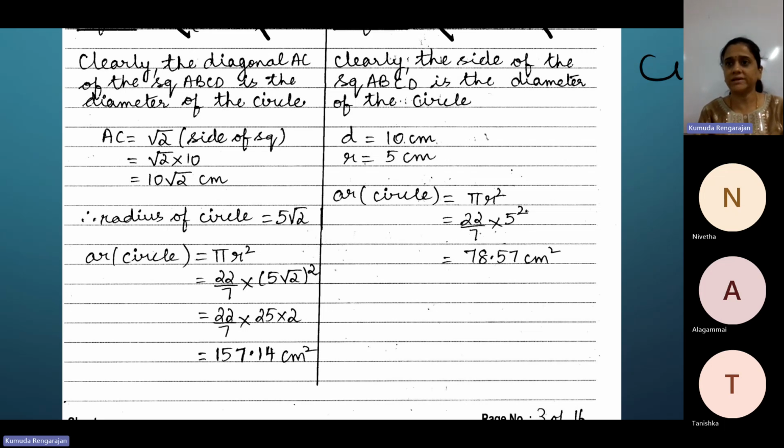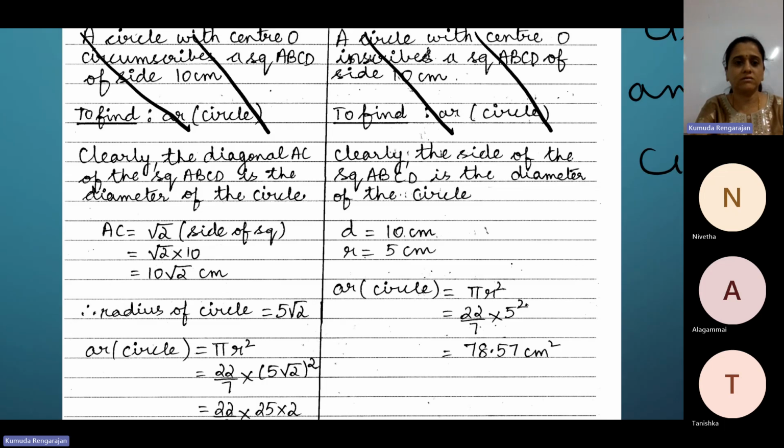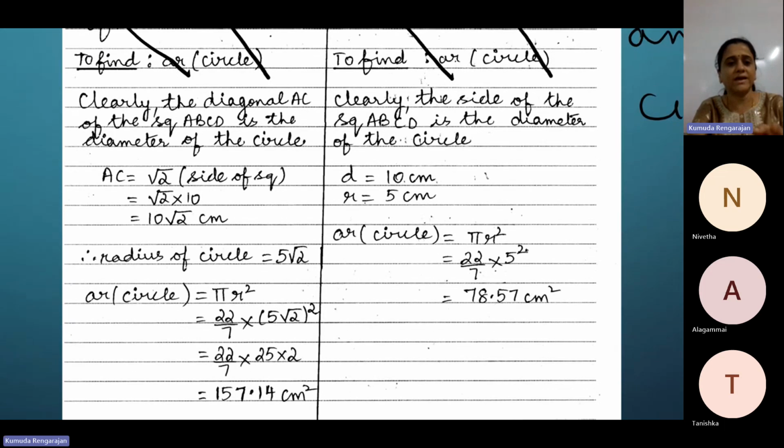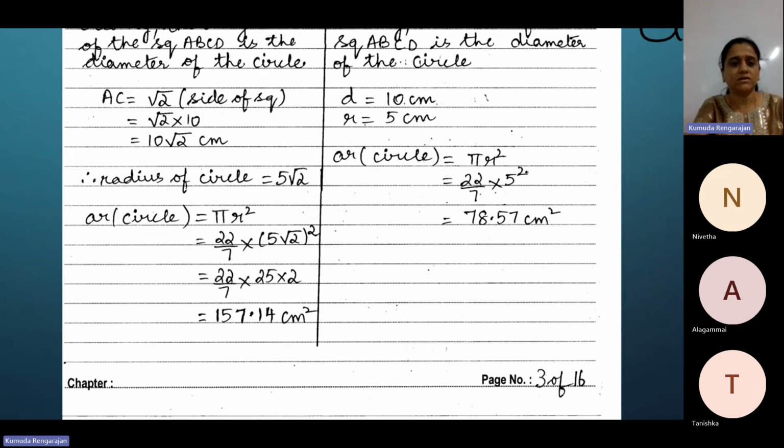Am I presenting correctly? Finish the top part. Diagram, and above you have the diagram and you must write clearly the diagonal AC that you should have written.